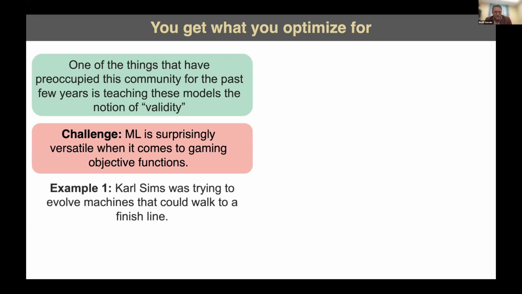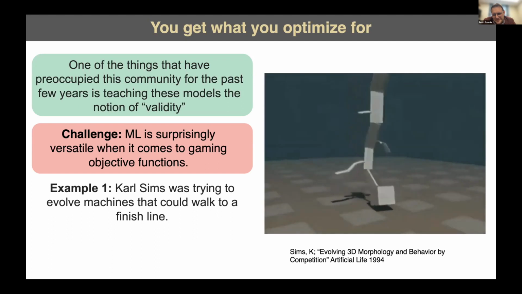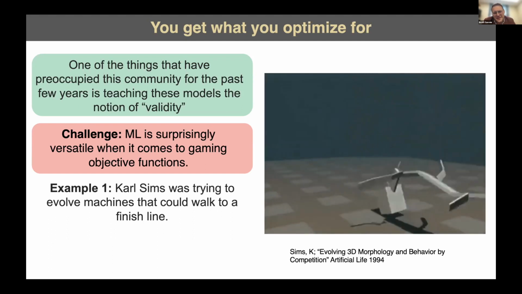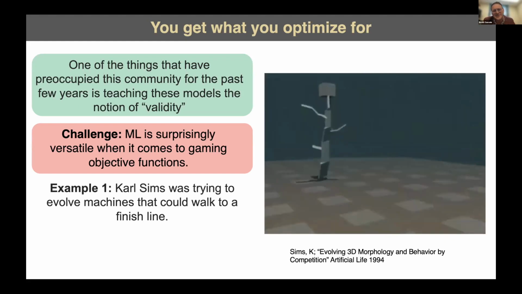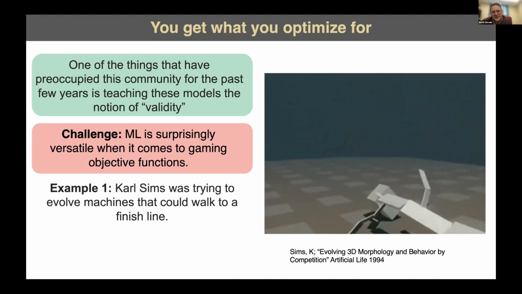So back in the early 90s, Karl Sims published this famous example of a machine learning algorithm gaming a competitive objective function. He was trying to evolve machines that could walk to a finish line in a simulated environment. And the winner turned out to be this machine, which just falls over because the finish line wasn't positioned far enough away. So the algorithm had discovered that if it made a very top-heavy machine, it could fall over and cross the finish line, never even having to learn to walk, right?